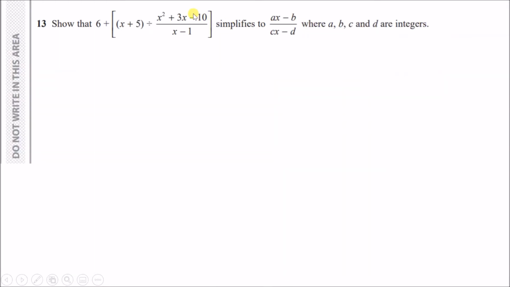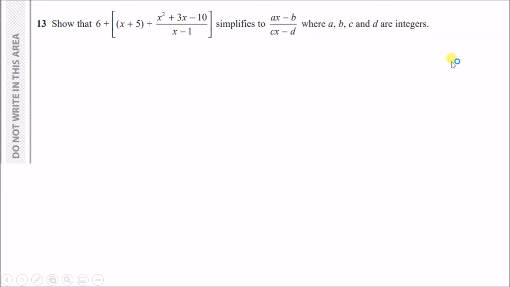And that's it. It says show that 6 plus all of this here. And by the way, a square bracket is just another bracket. It's just something so you don't mix up which bracket you're using. So x plus 5 divided by this quadratic over this linear. And we're going to show that all of these terms simplify to a linear over a linear term, where we have to figure out what a, b, c, and d are.